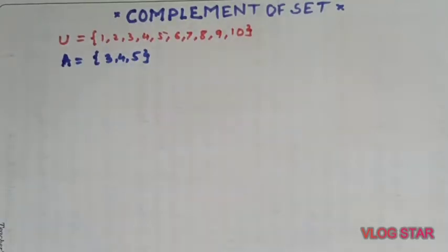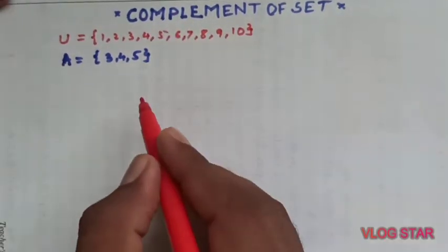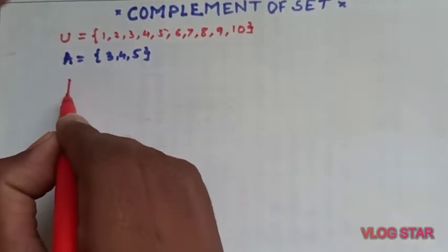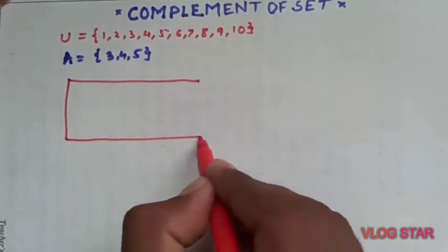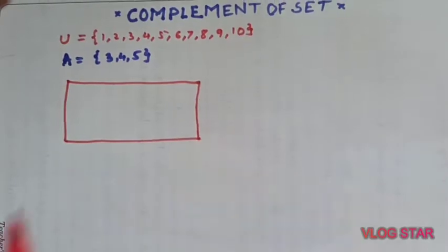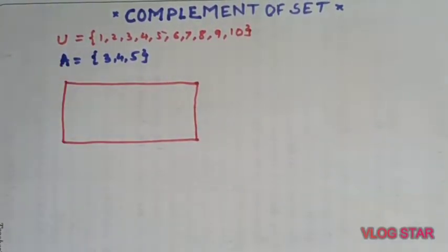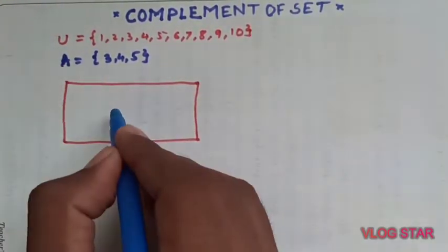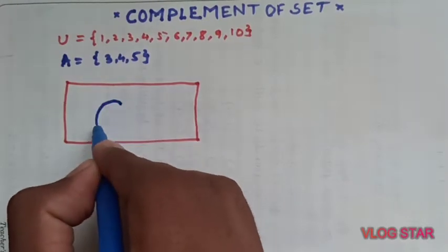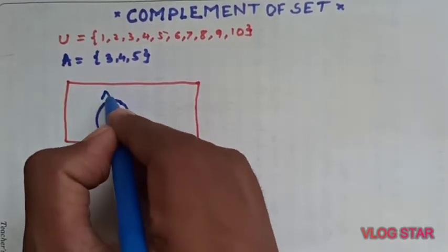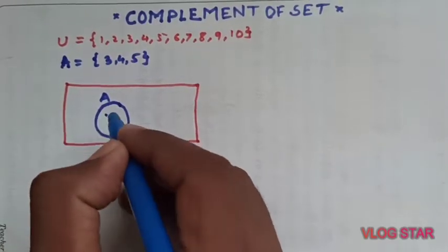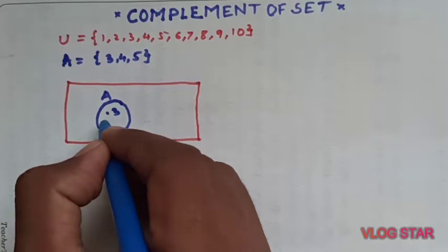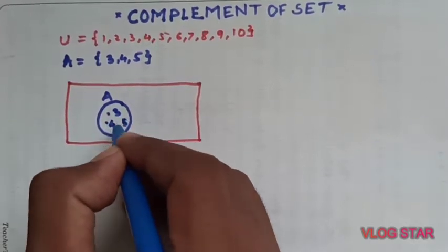Can we draw a Venn diagram for the same? Yes. U is a universal set. We used to represent it with a rectangle. So I have taken a simple rectangle here. As a subset of U, I need to put A inside. Okay, A is here. What are the members of A? I will represent it: 3, 4 and 5.